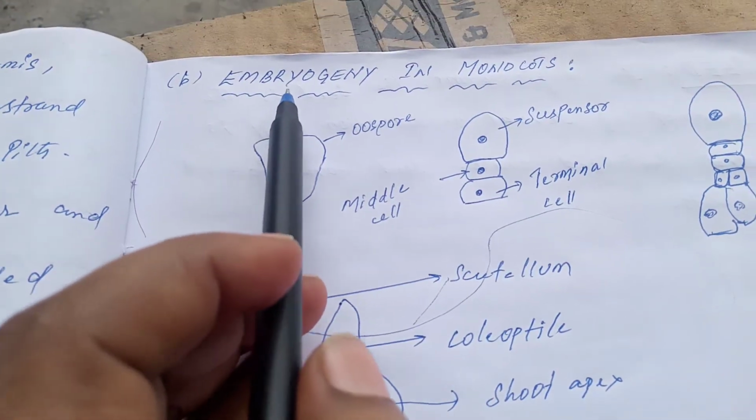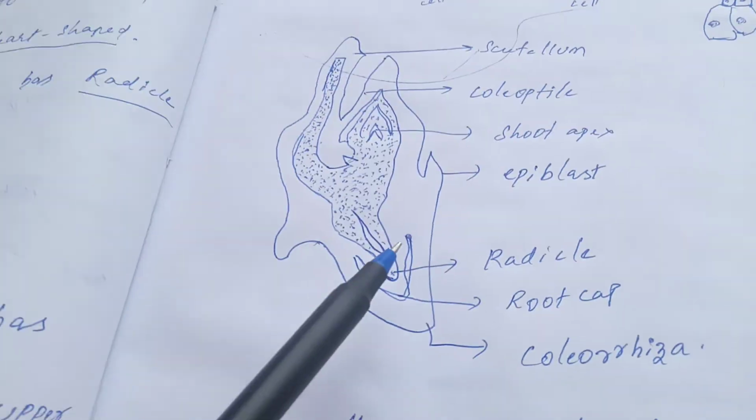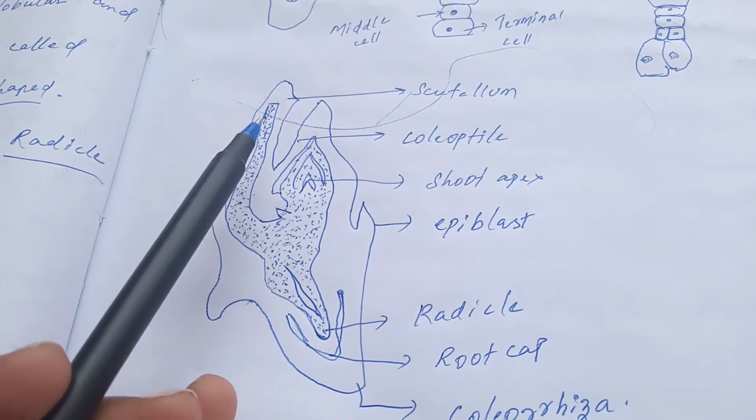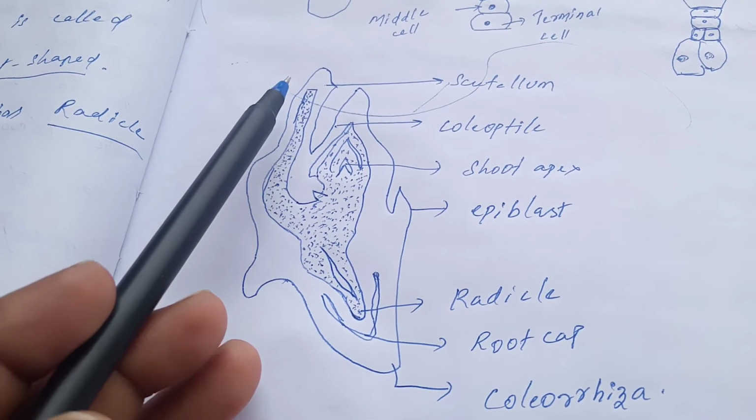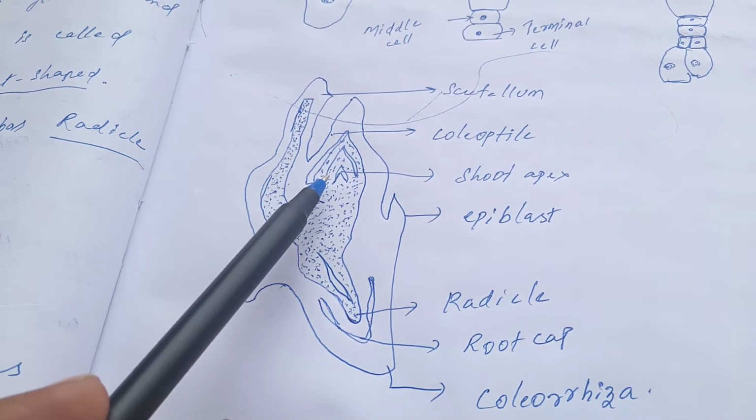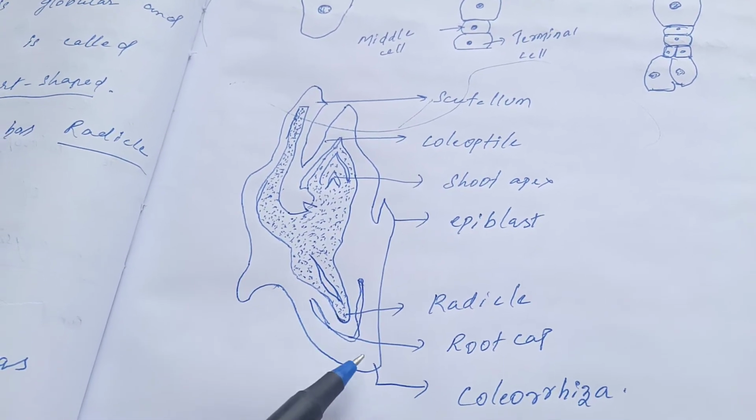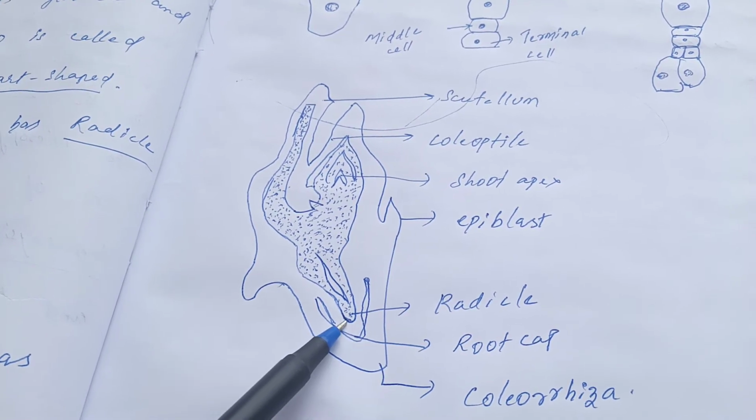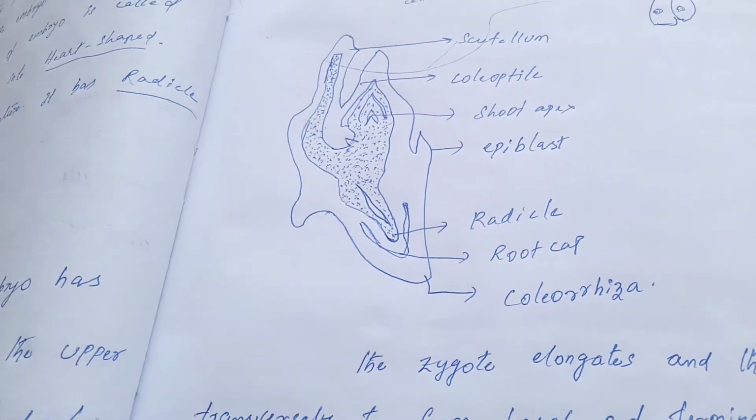And this is the embryogeny in monocots, and these are the respective diagrams, and this is the structure of monocot embryo. This is scutellum. The scutellum is also called single cotyledon, and coleoptile. This is shoot apex. This is epiblast. This is radicle, root cap. This is root cap, and this is coleorhiza. This is the structure of monocot embryo.